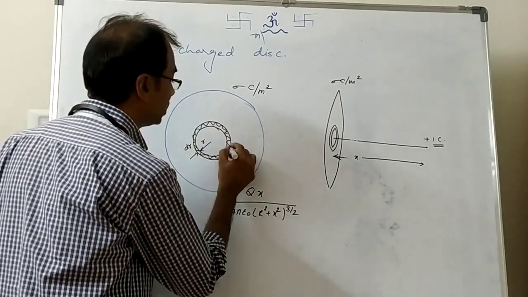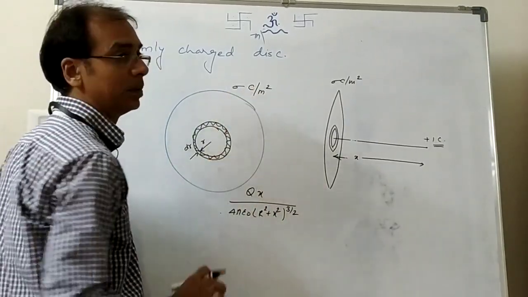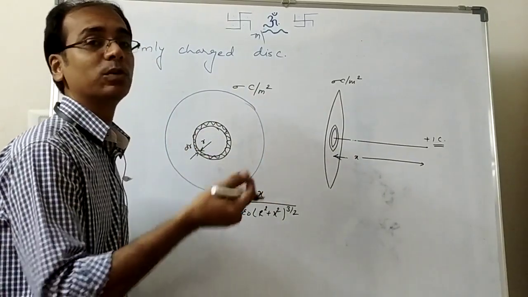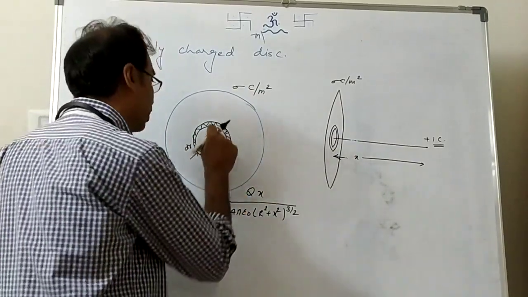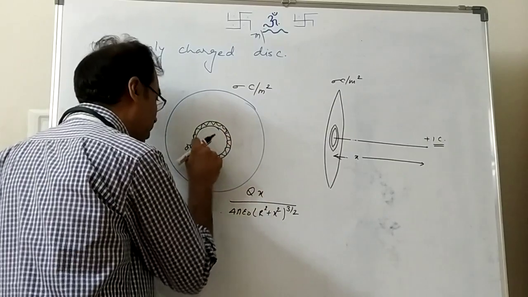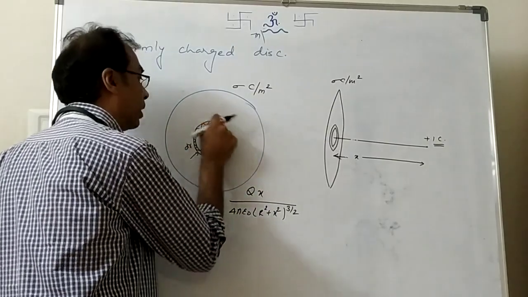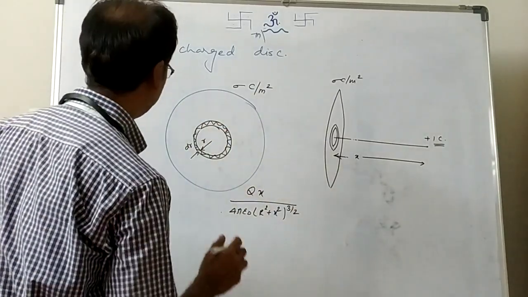Right. And how is the charge given on this disk? Lambda coulomb per meter square. That means it is defined per meter square. So I have to find out what is the area of this ring, the shaded part. What is the area of the shaded part?